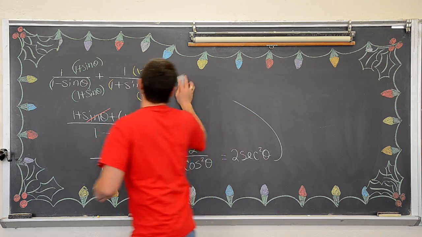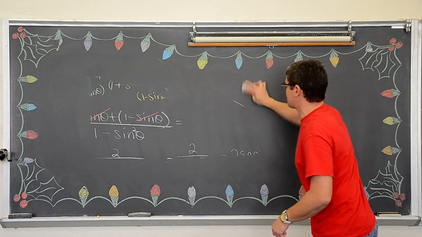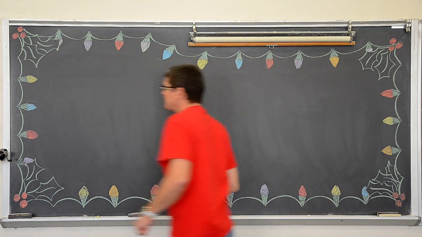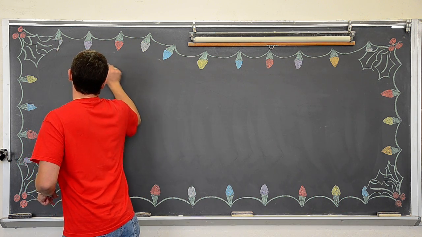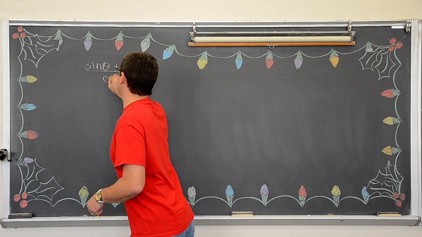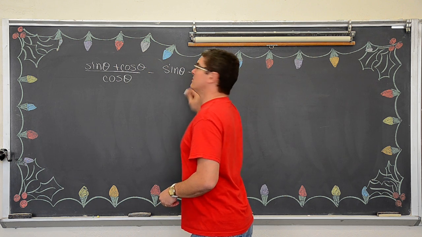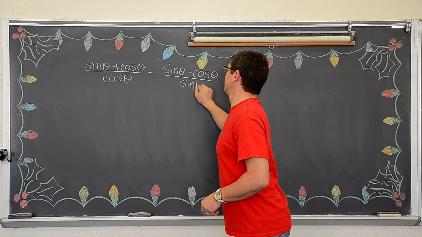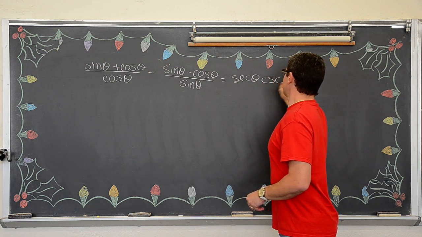Alright, one more example and I'm going to move on to the next video, which is going to be sum and difference identities for sine, cosine, and tangent. But first, one more example. So we have sine theta plus cosine theta over cosine theta, minus sine theta minus cosine theta over sine theta equals secant theta cosecant theta.